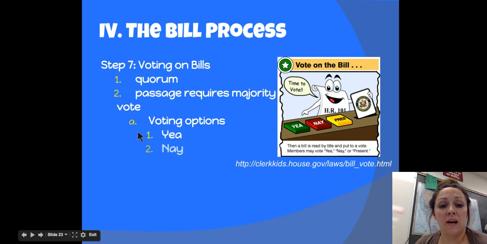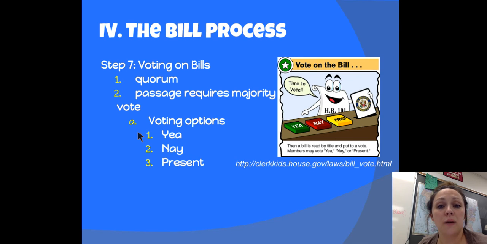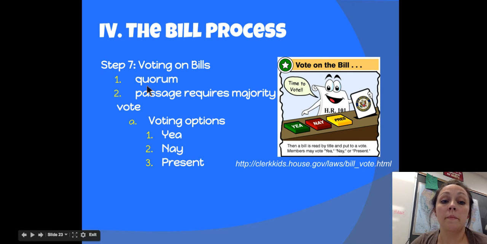The congressmen have 3 different voting options when it comes to voting on the bill. They can vote yay, nay, or present. If they vote yay, then they're voting in favor of the bill. If they vote nay, they're voting against the bill. And if they vote present, then that means that they are basically saying that they're there and they're there to help achieve a quorum, but they don't really care about the issue of the bill.